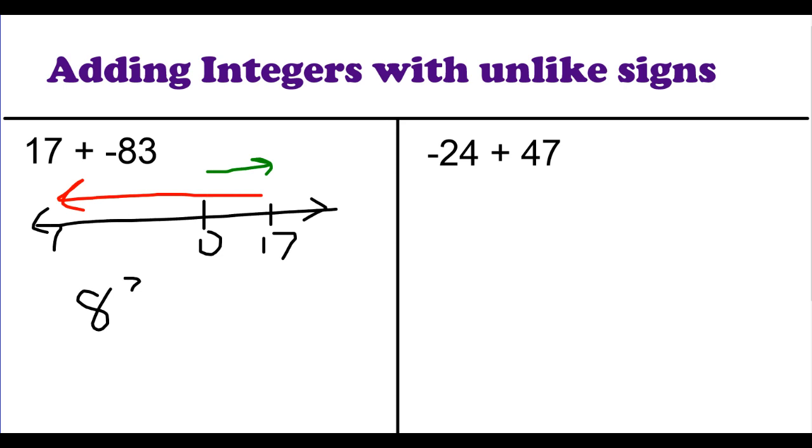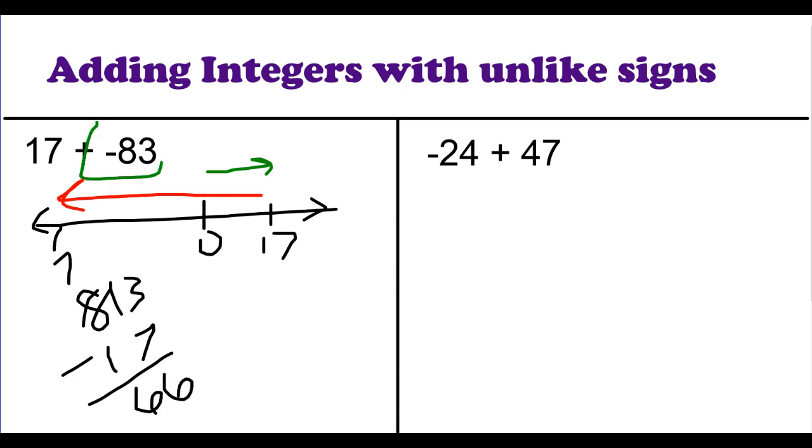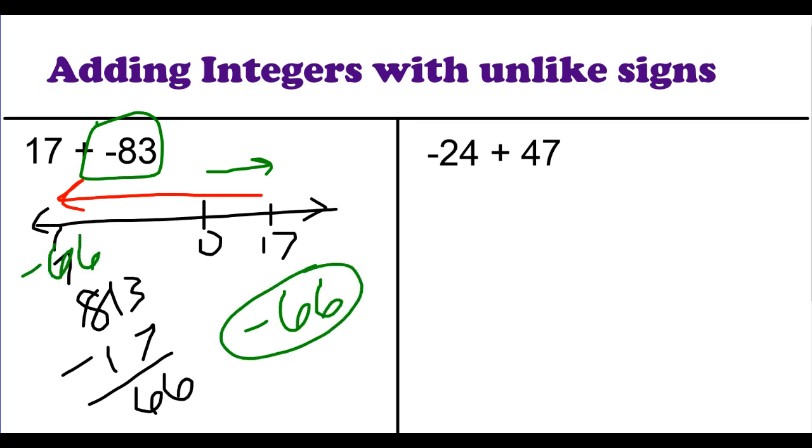So we're going to subtract the absolute values. 83 minus 17 is 66, but since 83, the negative number, we take more steps in the negative direction, our sum is negative 66 because we're going to end up on the negative side.